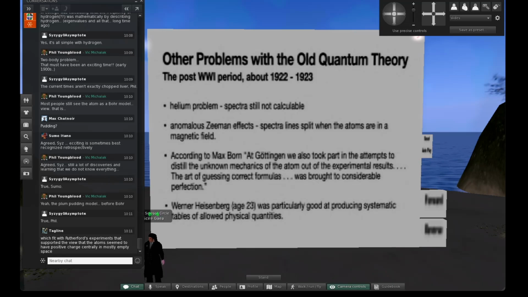Okay, I should also mention the Zeeman effect. They knew that the spectral lines split when atoms are in a magnetic field.